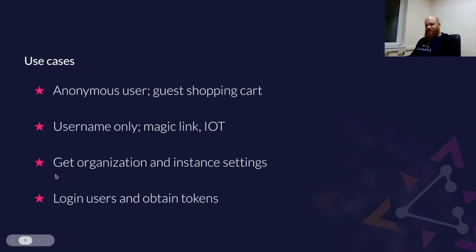Get organization and instance settings is something we can do now with the resource-based API, where, for instance, the login wants to know a lockout policy or that kind of thing.